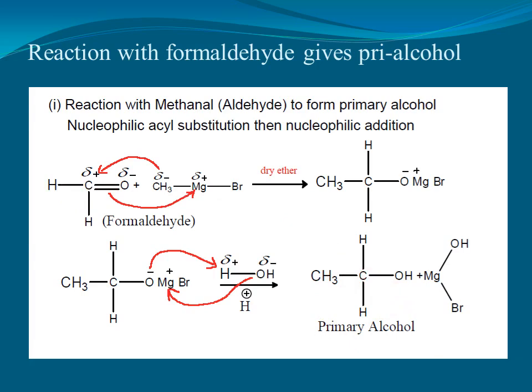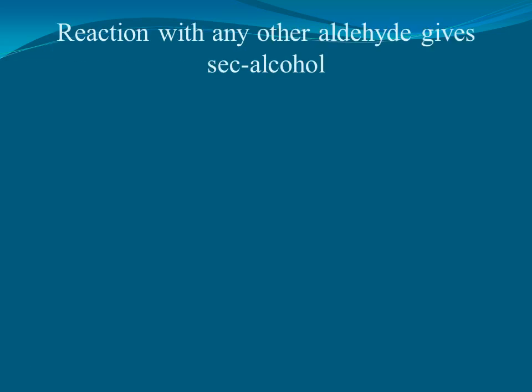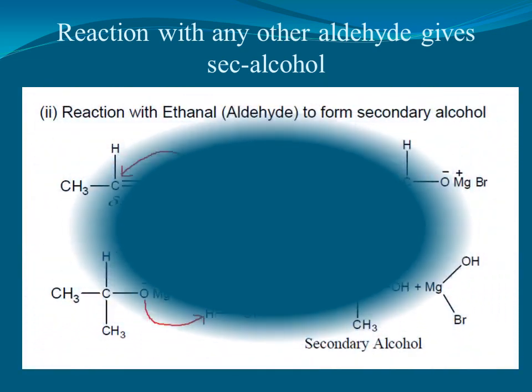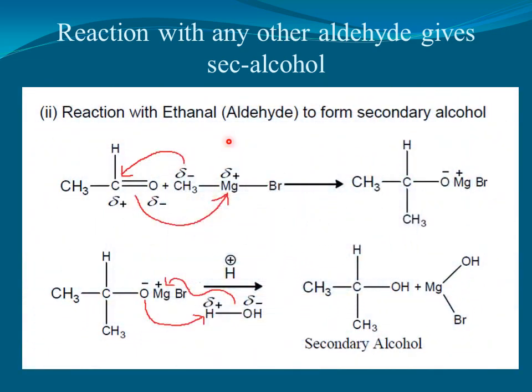Now students, if we wish to synthesize a secondary alcohol, then we are going to react any other aldehyde except for formaldehyde with Grignard's reagent. Now students, you can see the aldehyde that we are taking is ethanal. Formaldehyde had two hydrogen atoms, but over here we are having one hydrogen atom and the other one is a methyl group. We are going to react Grignard's reagent in the same pattern as we have reacted it with formaldehyde. The CH3 is going to act as a nucleophile and is going to attack this electrophilic carbon of the carbonyl functional group.